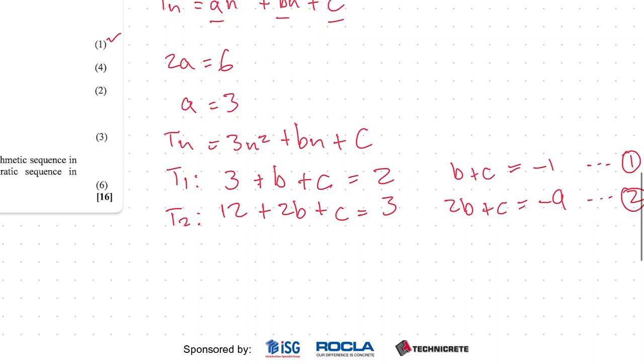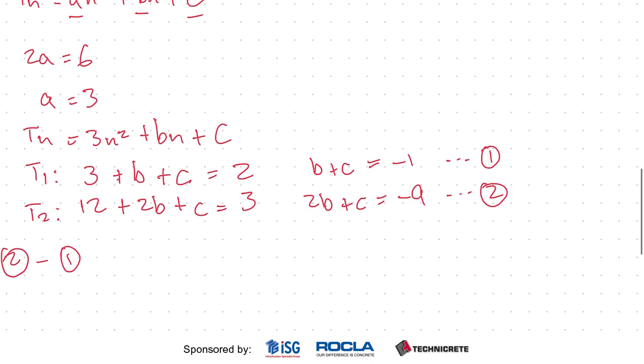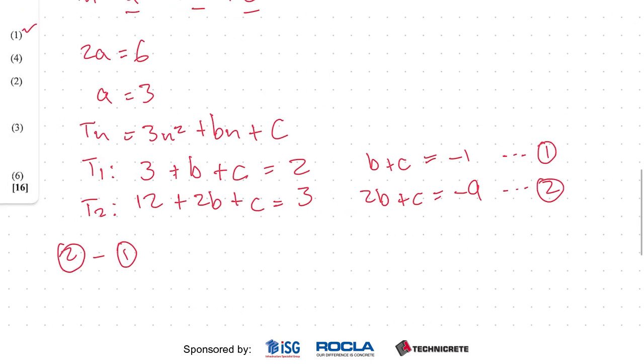Now we just subtract them. So if we subtract these equations, we can see that the C's cancel. 2B minus B is just B, and then -9 minus -1 is just -8.